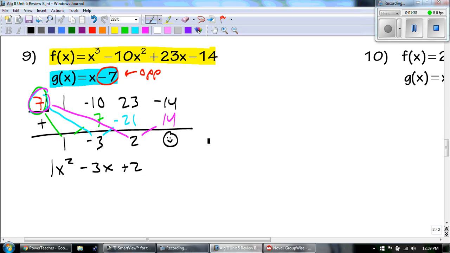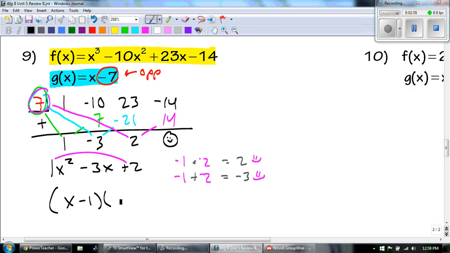Now, they want to know what the factors are. That means I have to find numbers that multiply to 2 and add to get to negative 3. Well, the only factors are 1 and 2, but to get to negative 3, they both have to be negative, and when these are negative, woohoo, it works. Now, the nice thing is my leading coefficient is 1, so I can go into my answer of x minus 1 and x minus 2.